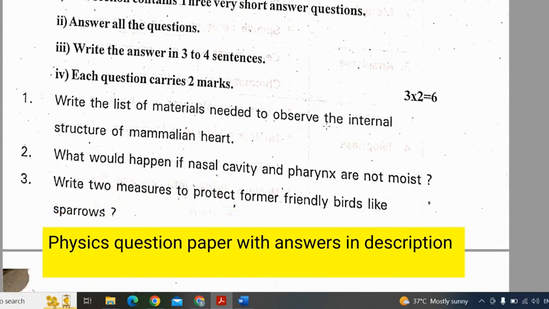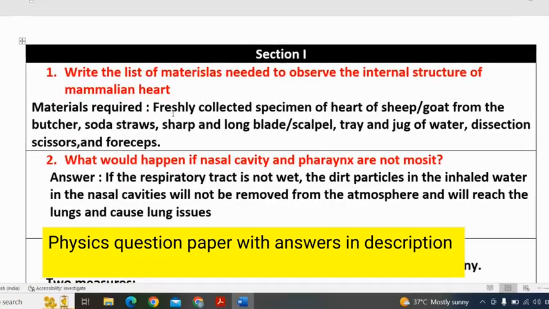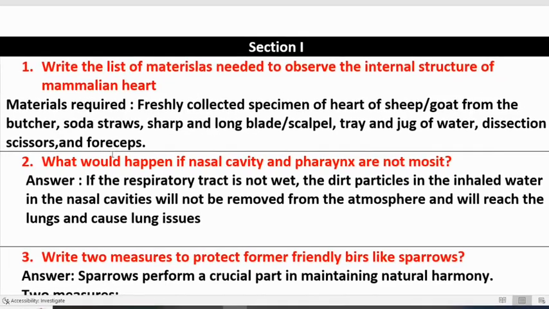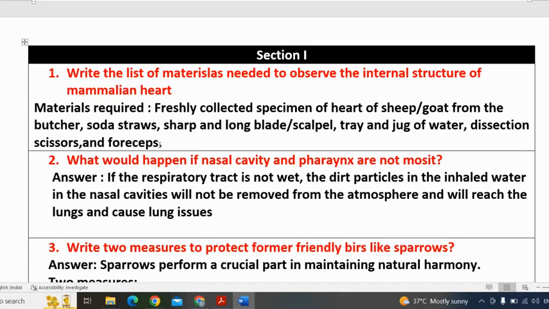Write the list of materials needed to observe the internal structure of a mammalian heart. Materials required: freshly collected specimen of heart of sheep or goat from the butcher, soda straws, sharp and long blade, tray and jug of water, dissection scissors and forceps.